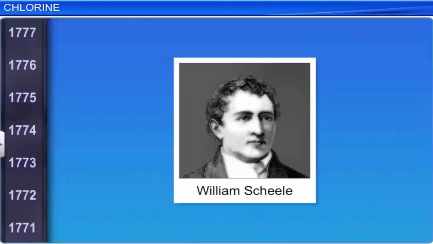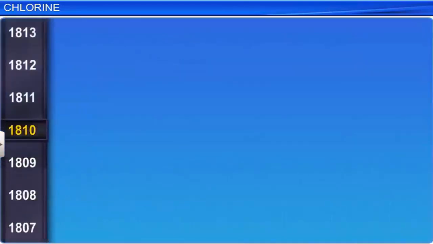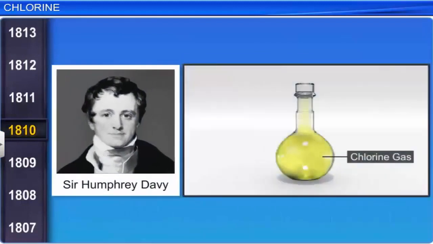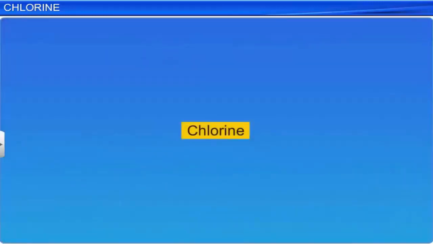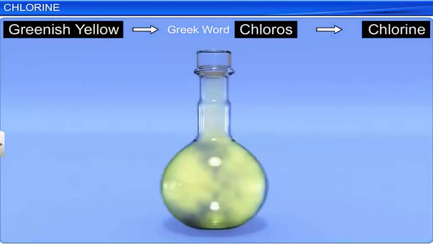Chlorine was first prepared by Scheele in 1774 by the action of hydrochloric acid on manganese dioxide. In 1810, Davy established its elementary nature and suggested the name chlorine on account of its color. The name chlorine is derived from the Greek word chloris, which means greenish-yellow. Chlorine is a greenish-yellow gas.